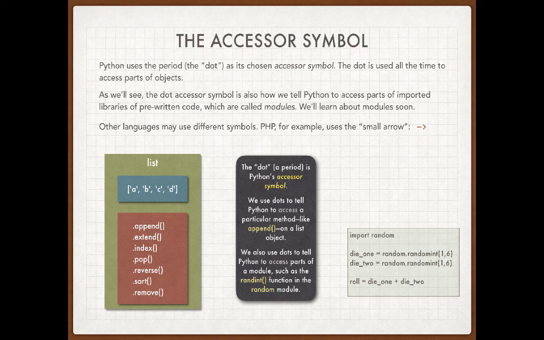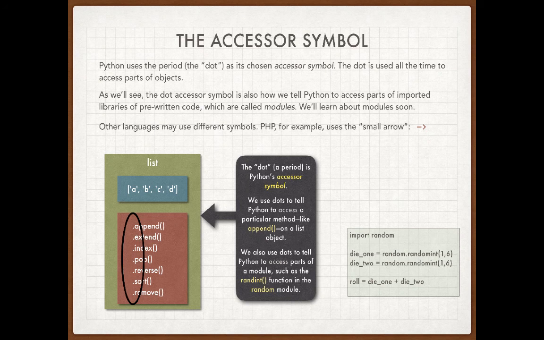So if my list is ABCD and I want to append something, then I can use the dot append. The dot isn't optional there. The dot needs to be there because it says on that object there exists a method called append, and I want you to go perform that method. So that one is pretty crucial.